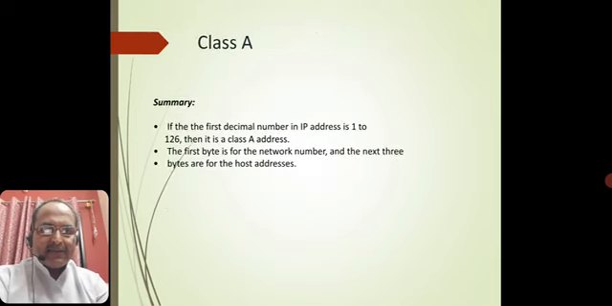We move on to the next important discussion in class A. If the first decimal number in an IP address is 1 to 126, then it is easily recognized as a class A address. Always note that this address begins with 1 to 126. The first byte is for the network number, and the next 3 bytes are for the host addresses. So this is all about the class A category of IP addressing.